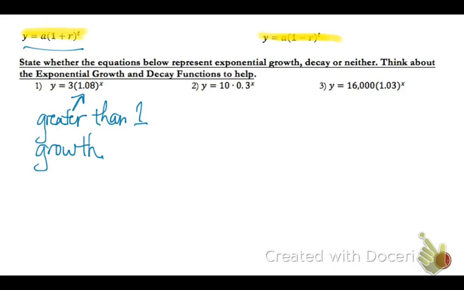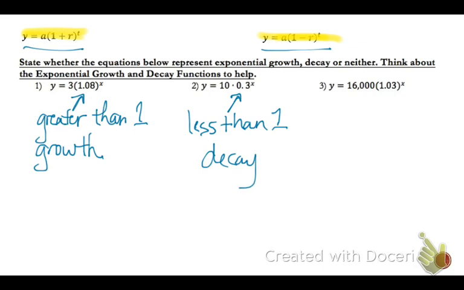So look at number 2. 10 times 0.3. So see how that number is less than 1. So that means that some rate has been subtracted from 1. So this is less than. So that's a situation of decay. And then finally, look at your multiplier here. It is greater than 1, so this is a situation of growth.